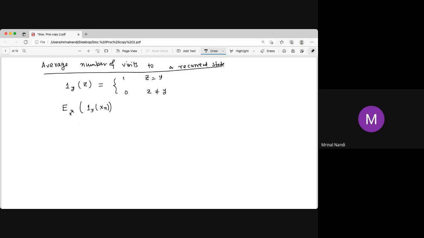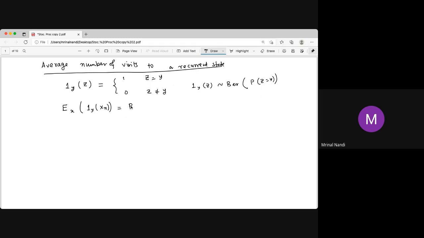Now it is starting from x; E with suffix x means it is starting from x. What will this random variable be? It is 1 or 0, so it is a Bernoulli random variable with success probability equal to the probability of z equal to y. That means when z equals y, the random variable takes value 1. What is the expectation of a Bernoulli random variable? It is just p, the success probability.